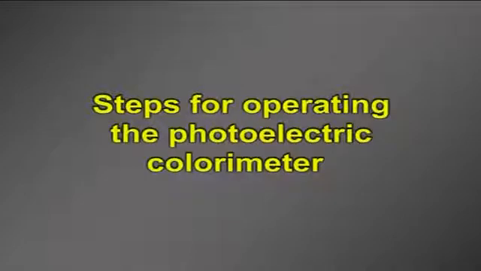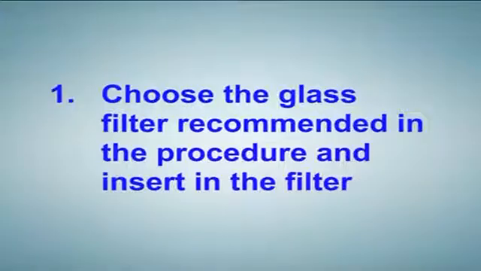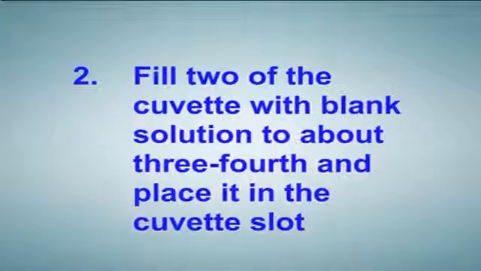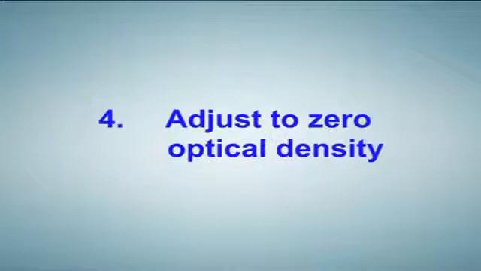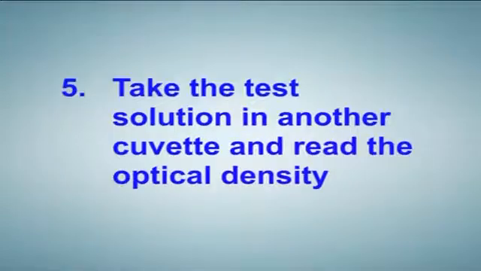Steps for operating the photoelectric colorimeter. Choose the glass filter recommended in the procedure and insert the glass filter. Fill one of the cuvettes with blank solution to about 3/4 and place it in the cuvette slot. Switch on the instrument and allow it to stabilize for 4 to 5 minutes. Adjust to 0 optical density. Take the test solution in another cuvette and read the optical density.